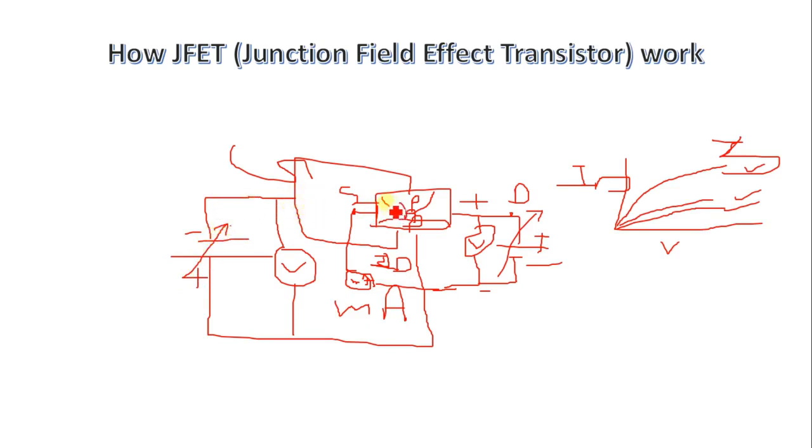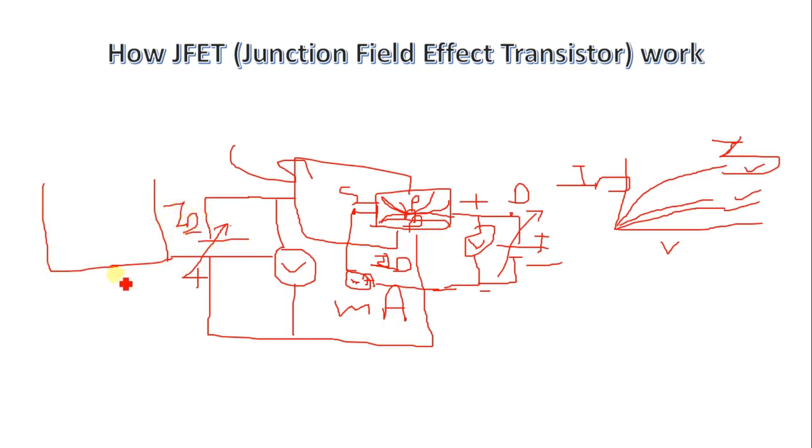The first time we apply this voltage, the current will be high, and after some time, when we increase the voltage on the G side, a depletion layer is formed, and that will stop the current. So the graph of this circuit will be as follows.